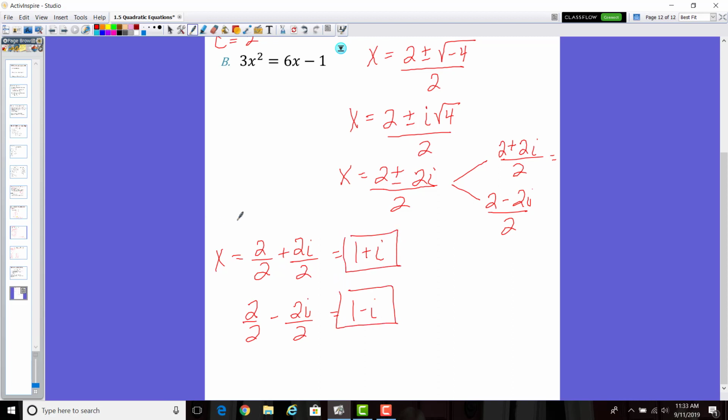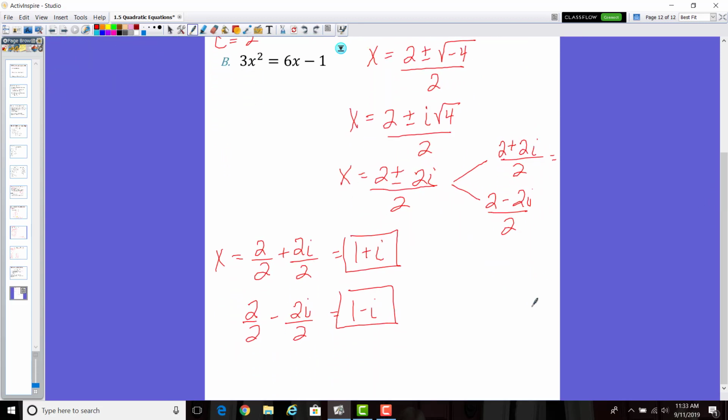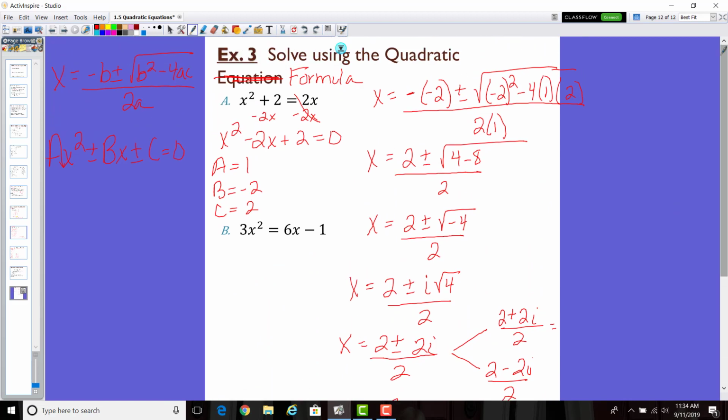Here are our two solutions. They are not real numbers. They are imaginary numbers. If any of you remember quadratic equations, when you graph them, they make a parabola. Where your parabola crosses your x-axis is your solution. So when you have a real number solution, it means it crosses the x-intercept. This would mean my parabola is above my x-axis and will never touch it. So I have imaginary solutions, but I do not have real number solutions.